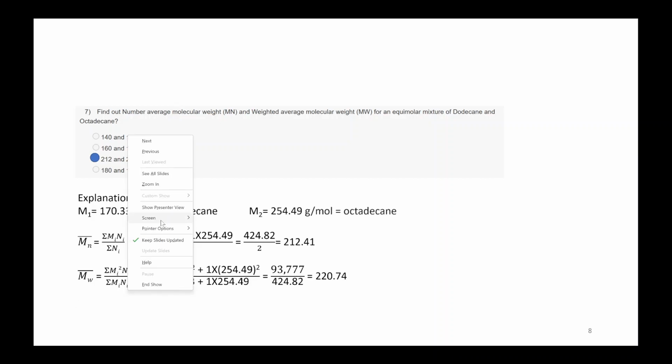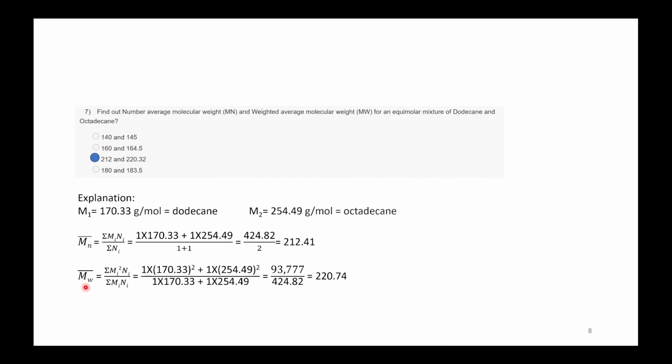And in case of the weighted average molecular weight, here this M will be squared, and below we add the molecular weight multiplied by the number of moles. So here 170 will be squared and 254 will also be squared, and below we need to add these. So we'll get 220.74. So your option C will be correct. You need to just remember these formulas mainly.